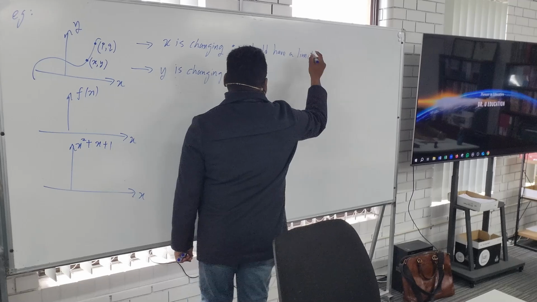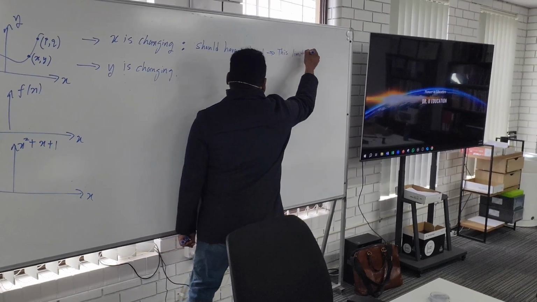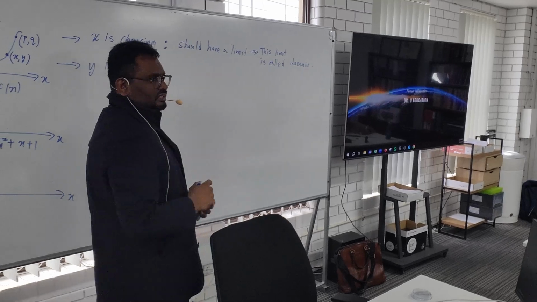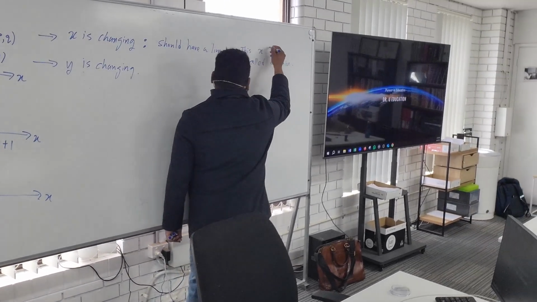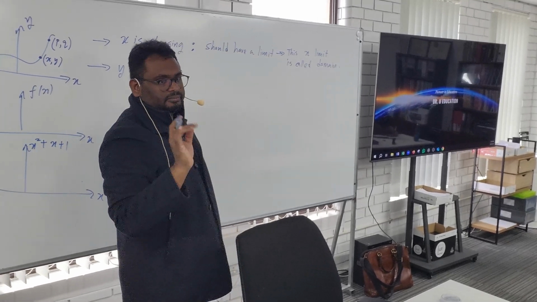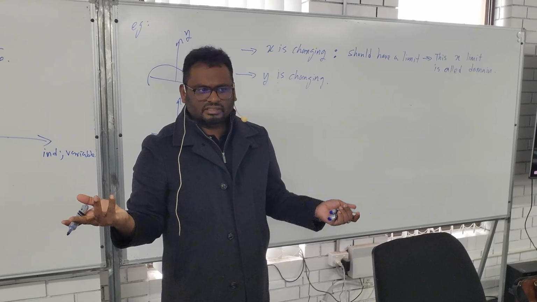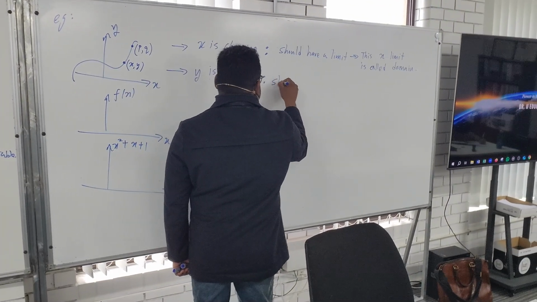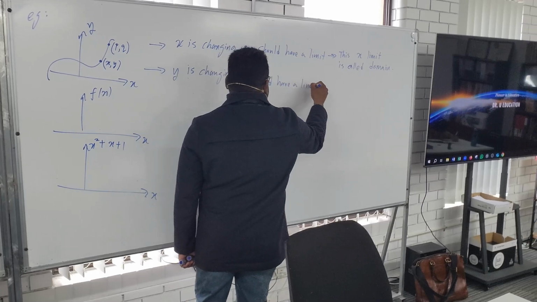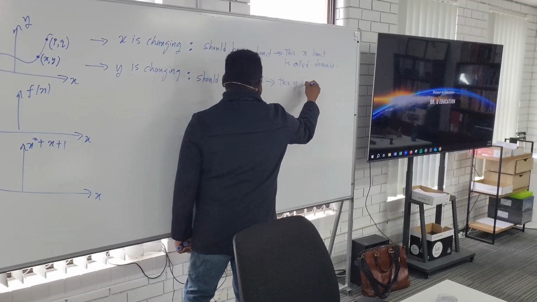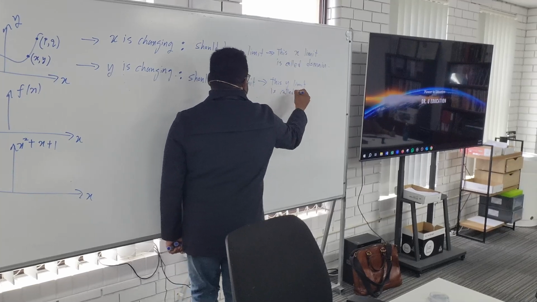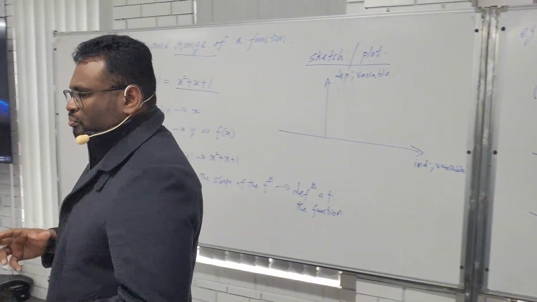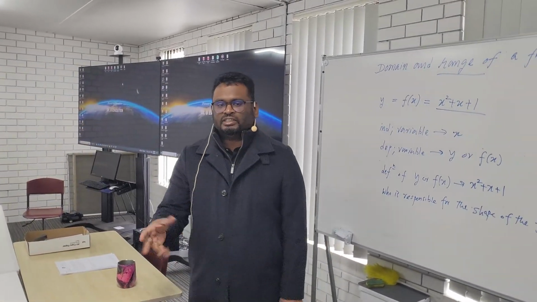This limit is called domain. This x limit is called domain. Isn't it easy? Some easy things. So similarly, y should have a limit. So this y limit is called range. Is it very clear? Right. Put math into your common sense pocket. You can do magic with math.